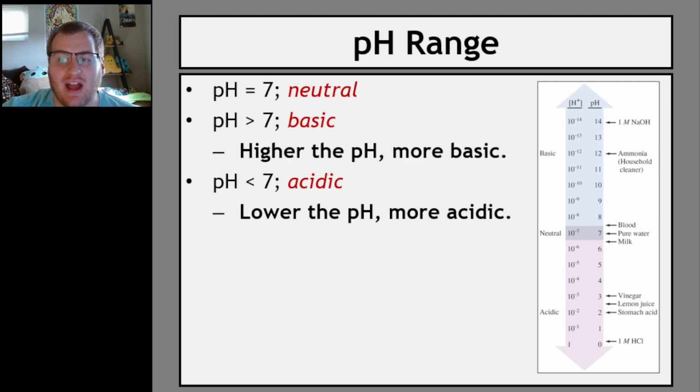Same thing up here. Ammonia, the household cleaner, has a pH of 12. Okay, that's pretty basic, but it's 2 steps below NaOH, a strong base. Ammonia is a weak base, NaOH is a strong base. That means it's actually 100 times more basic. Okay, it's going to produce 100 times more OH minus molecules in solution, ions in solution.